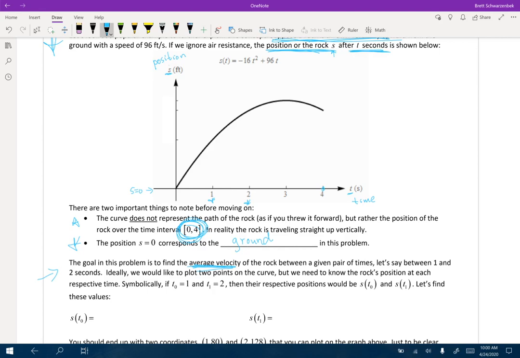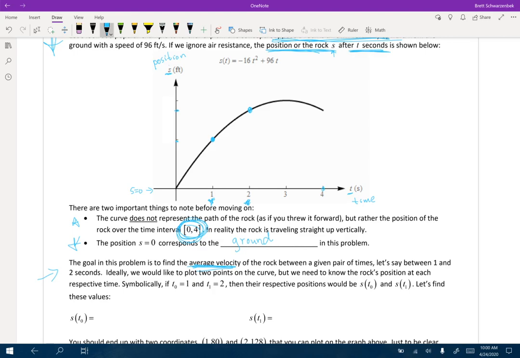So it says ideally we would like to plot 2 points on the curve, but we need to know the rock's position at each respective time. Okay, so if we go to time 1 and we plot the point on the curve, we're right here. If we go to time 2 and we plot the point on the curve, we're about right here. Now note, I do have some pre-lines that are marked over here, which represent the position at those times. So the question is how do we find those actual values?